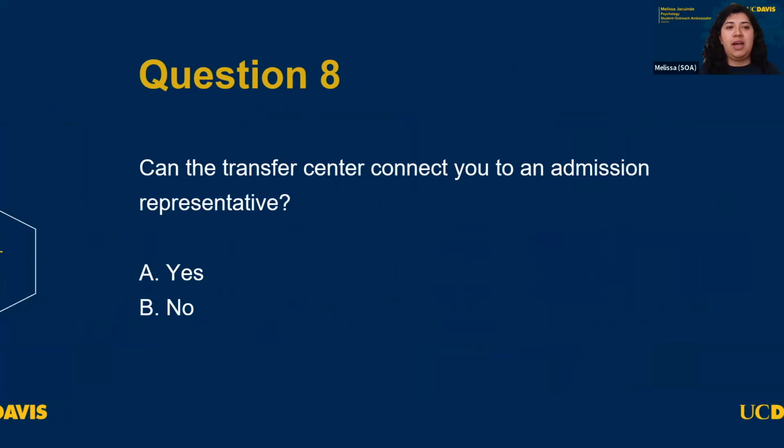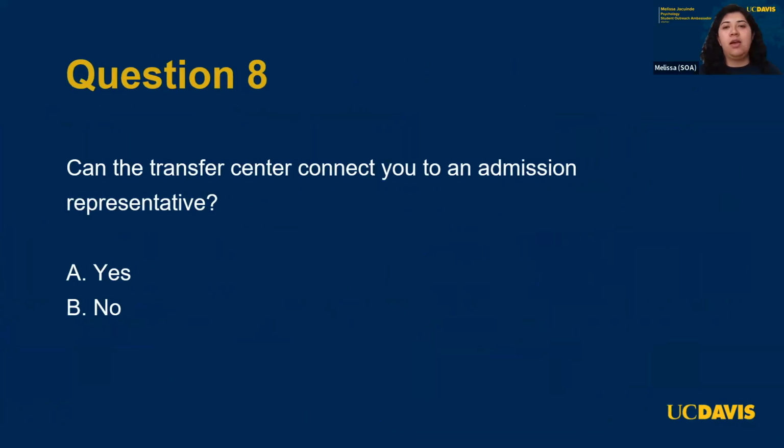So with that, we're going to have a question. Okay, can the Transfer Center connect you to an admissions representative? You can put your answers in the chat. I'm seeing a lot of A's. That's really good. That's the correct answer.